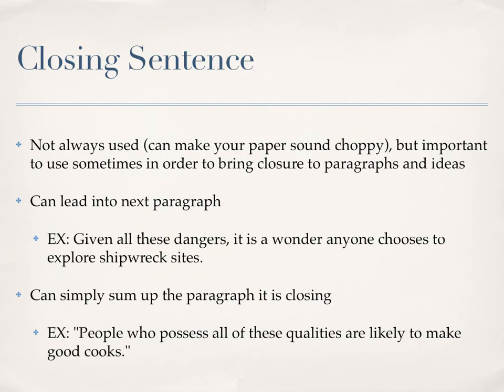A third option for closing sentences is to have it simply sum up the paragraph that it is closing. When we think about the cooking example, we started out with that cooking requires a lot of skills. We gave some examples in the supporting sentences of specific skills, like math skills, and we could end with a sentence something like, people who possess all of these qualities are likely to make good cooks. Right? This simply just sums up. Now, it is important to note that if your closing sentence is a simple summary, you should not use the exact same words as the topic sentence.